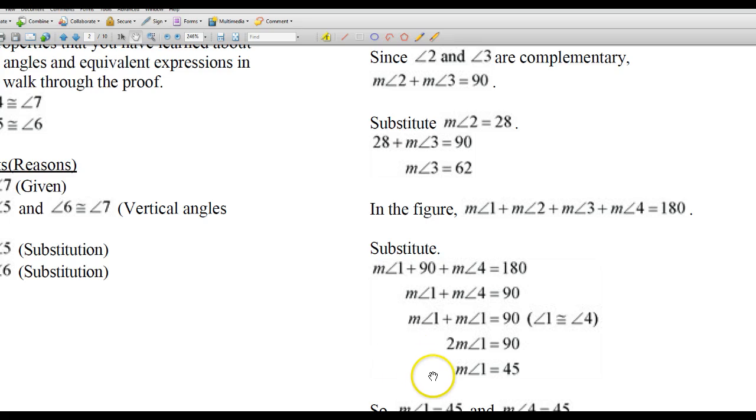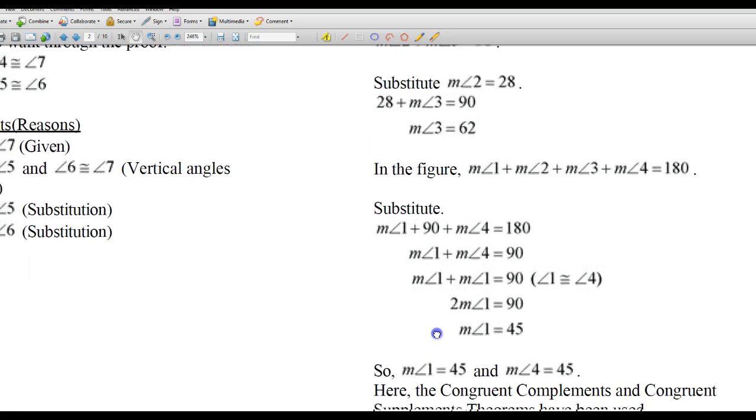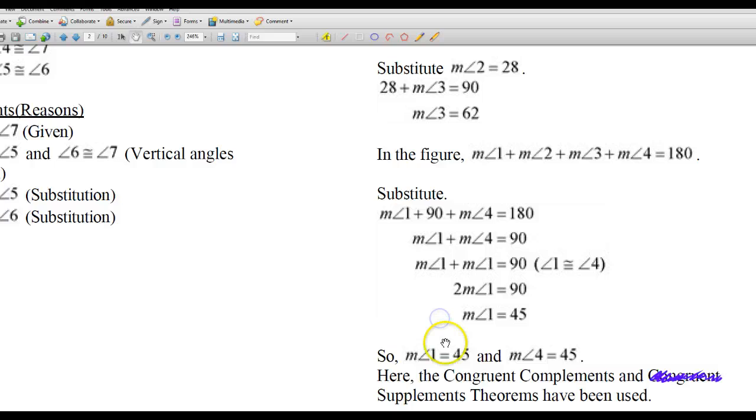Now we have to take it back to the original problem and substitute in. So the measure of angle 1 is 45, and therefore the measure of angle 4 is 45. So once again, we use congruent complements and the supplements theorem.